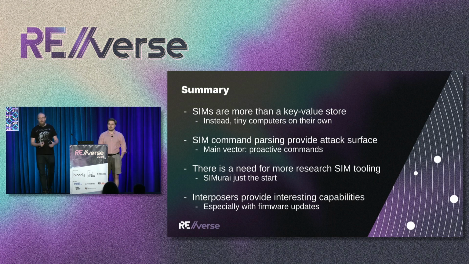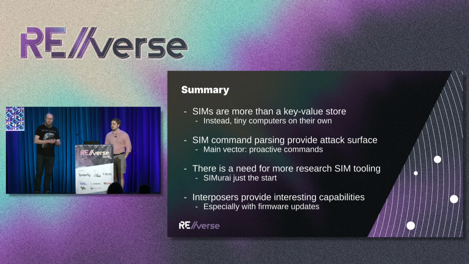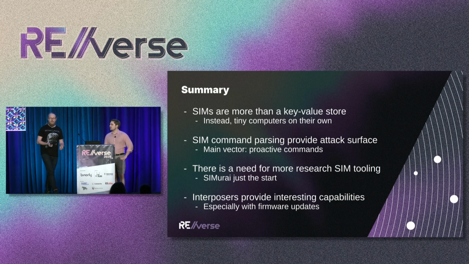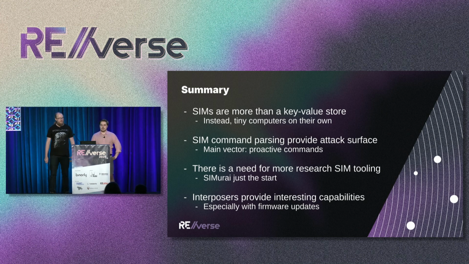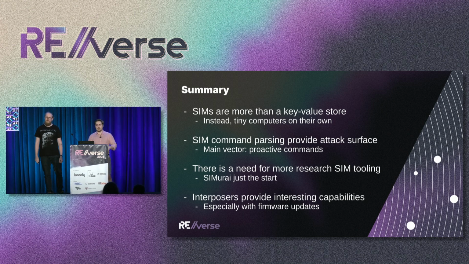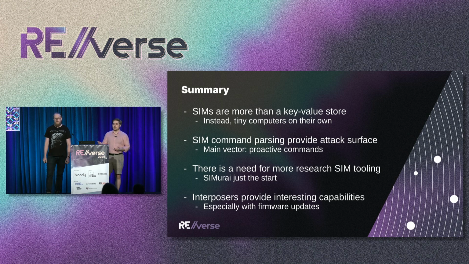And that brings us to the very end of our talk, a small summary of what you can take away. First of all, we want you to take away, and I think we successfully showed that, SIMs are way more than a key value store, but tiny computers with a lot of operations on their own. And as we showed with the proactive commands, there is a pretty substantial attack surface, with lots of different proactive commands, and other things the SIM can do.